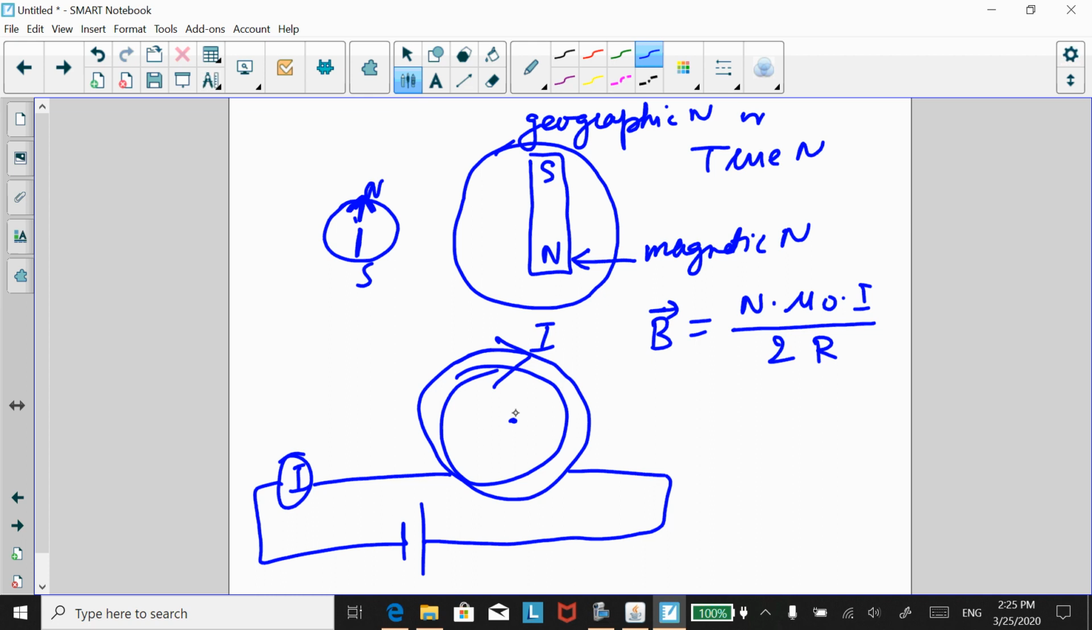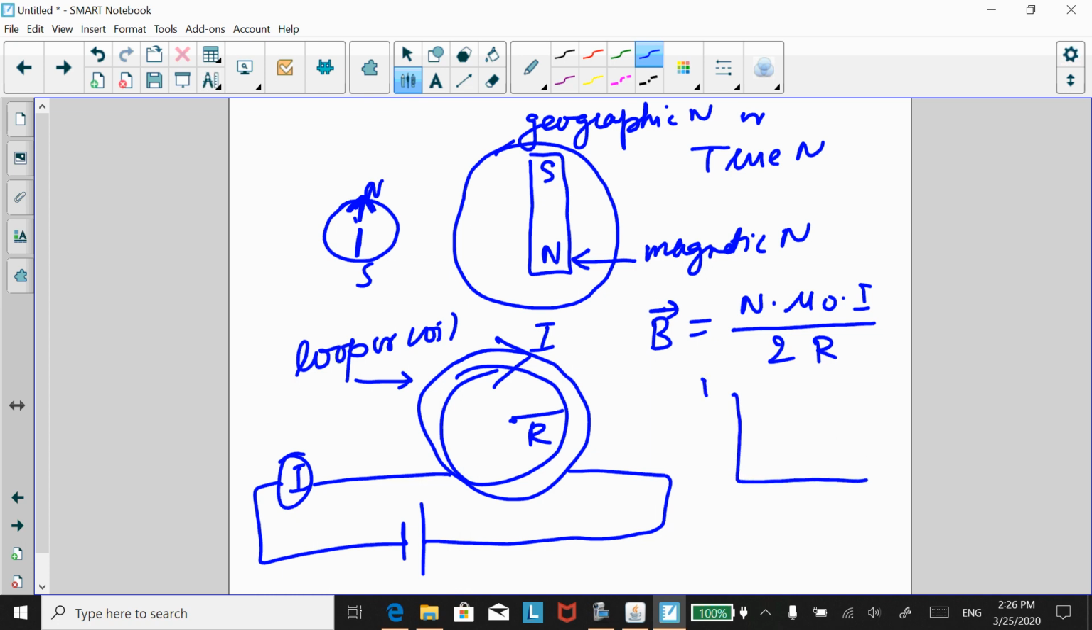That's the radius of this coil, R here. Okay, that's a loop or coil, you can say. And since now this loop is creating a magnetic field, there is already a magnetic field because of Earth, right? So two magnets, as I said, magnetic field is a vector quantity, they will start interacting. So there will be a resultant. Okay, this is how it will look like.